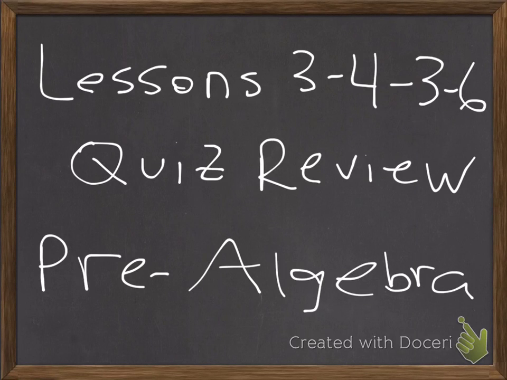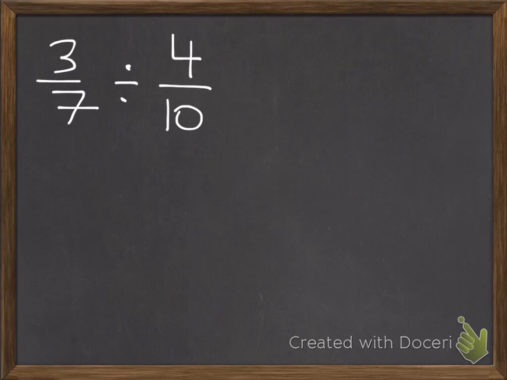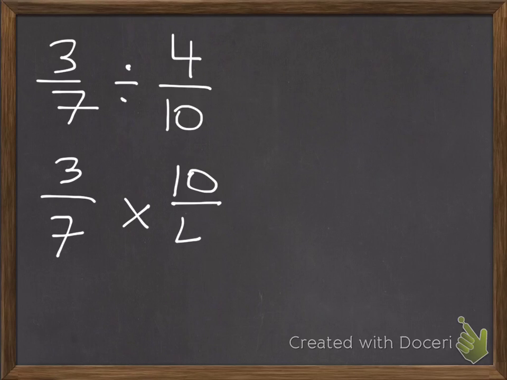Today we're looking at lessons 3-4, 3-5, and 3-6 for a pre-algebra quiz review. We're going to do 3/7 divided by 4/10. So we have 3/7, that stays the same. Then we are multiplying by the reciprocal or the multiplicative inverse. So we flip the second fraction.